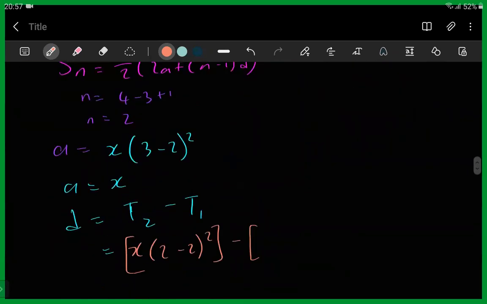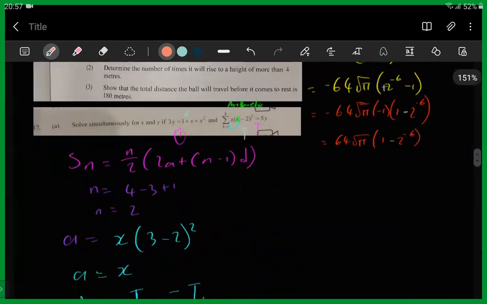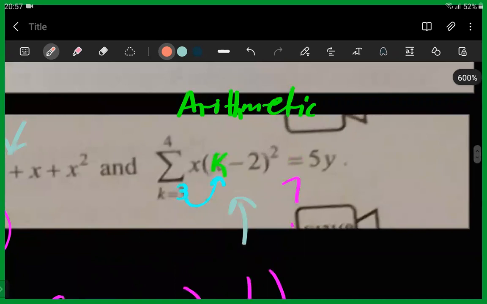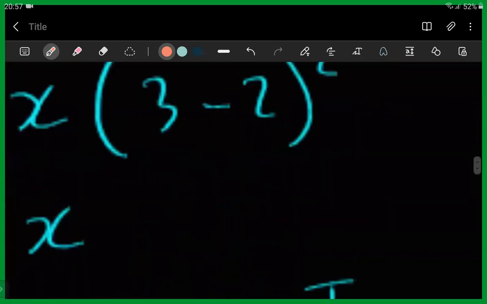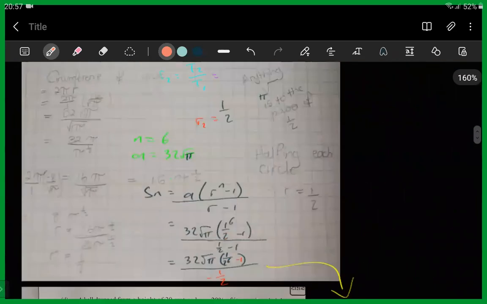Wait. Okay. Okay, the first term, right? No, the second term, right? You wrote 2 minus 2. Yes. But isn't it supposed to be 4 minus 2?